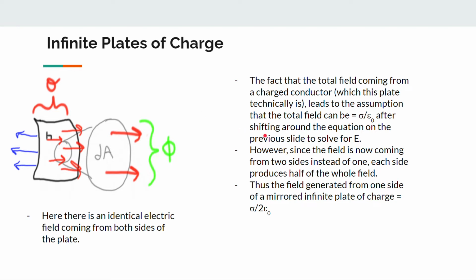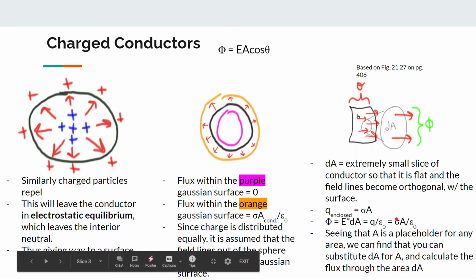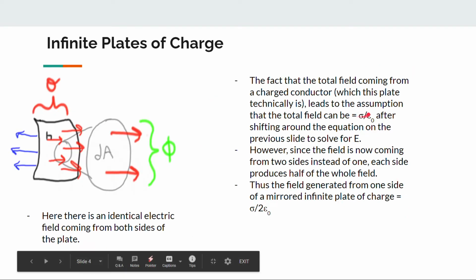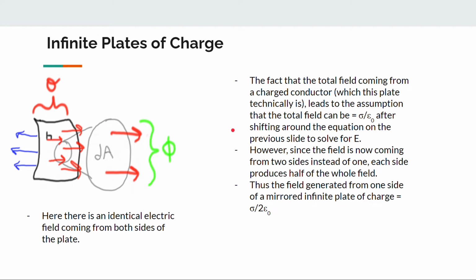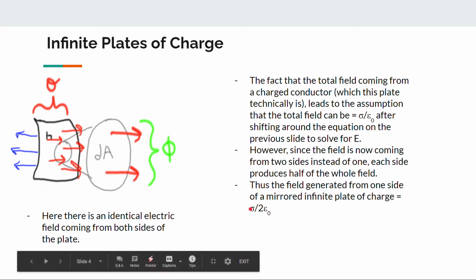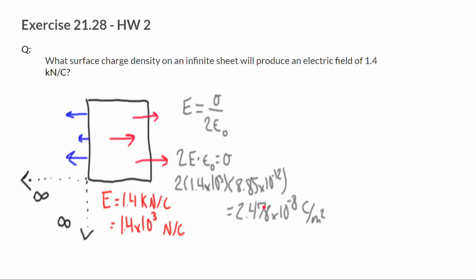After shifting around the equation on the previous slide for E, as you can see here, if you take this equation and you substitute A back in for dA, the A's cancel here, and you get E is equal to surface charge density divided by epsilon naught, which is what we have right here. However, since the field is now coming from two sides instead of one, and that value of both sides combined is still equal to this here, the surface charge density divided by epsilon naught, each side now produces half of the whole field. Thus, the field generated from one side of a mirrored infinite plate charge is equal to the surface charge density divided by 2 epsilon naught.